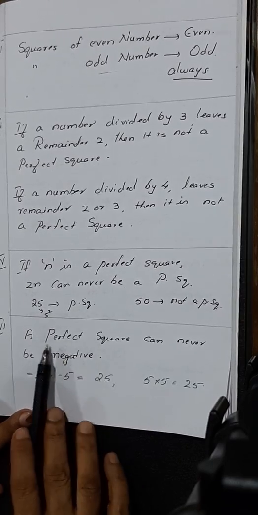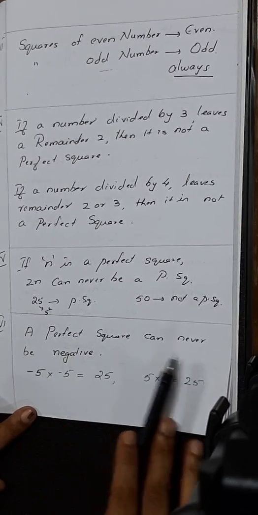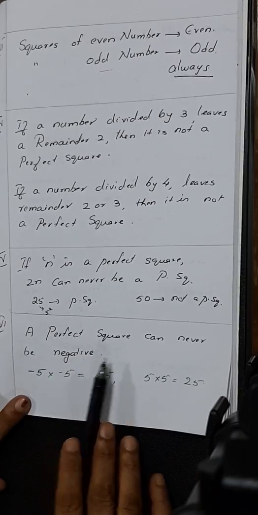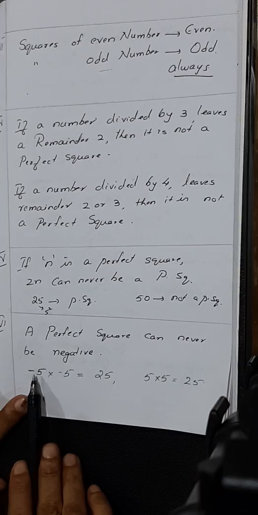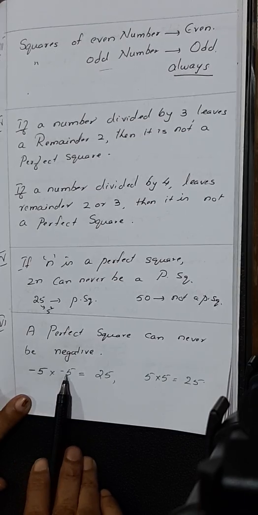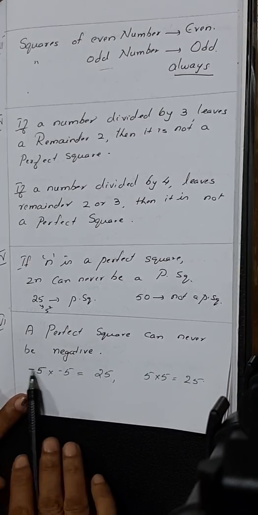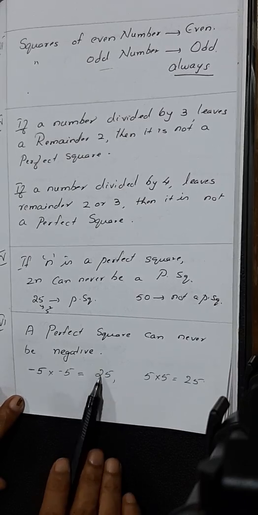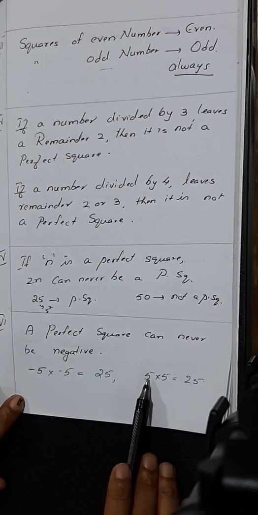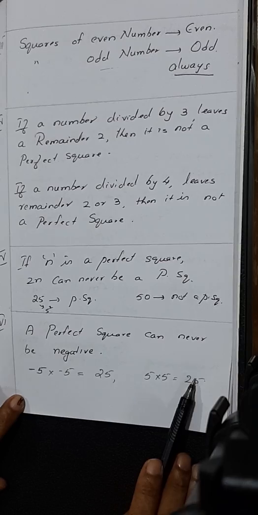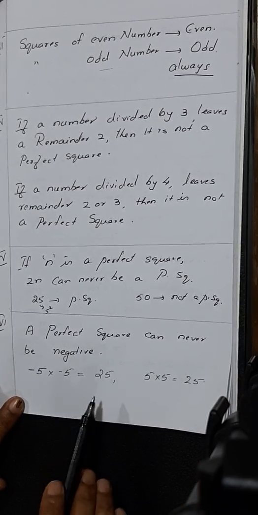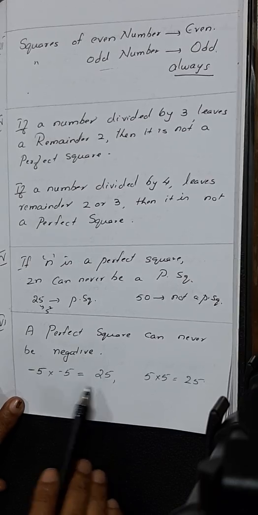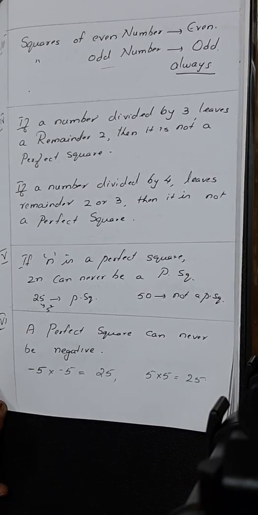This is a very important property. A perfect square can never be negative. Why? Because you have to multiply the same number, minus 5 into minus 5. Minus into minus is always positive, so you get 25. If you multiply 5 and 5, you again get a positive number. So a perfect square is always a positive number only. It can never be negative.